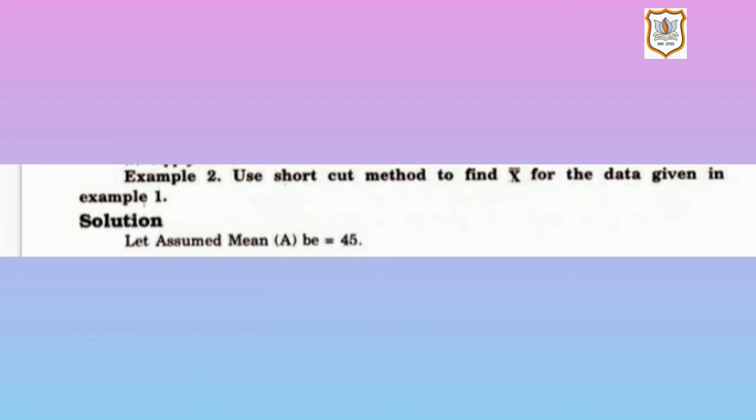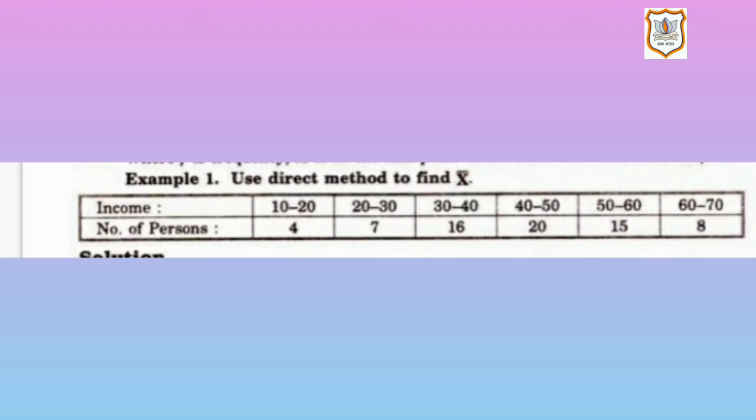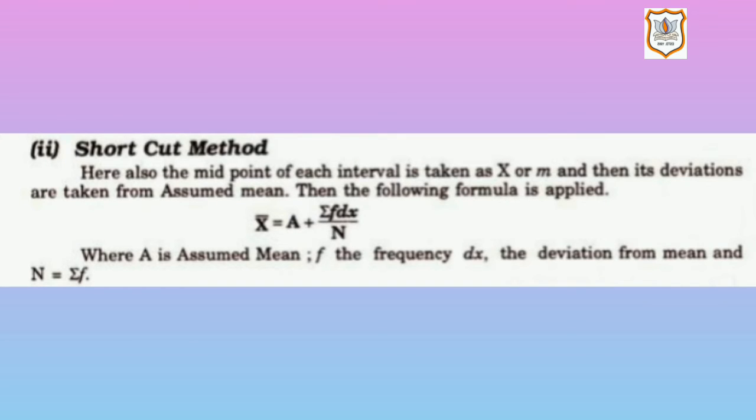Example 2. Use shortcut method to find x bar for the data given in example 1. So we'll take the same data, that is income and number of persons given. So example 1 we are going to solve with the help of shortcut method. Before solving the sum, let's have an idea how to solve the sum with the help of shortcut method.